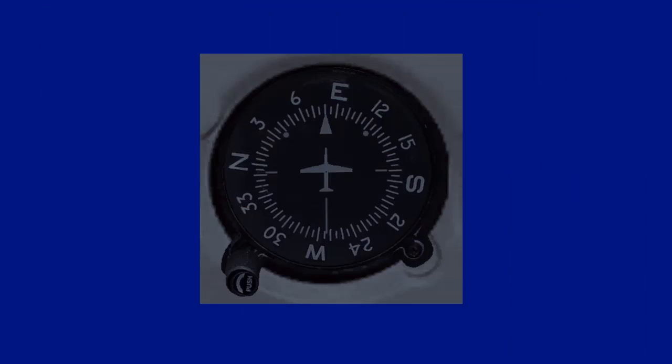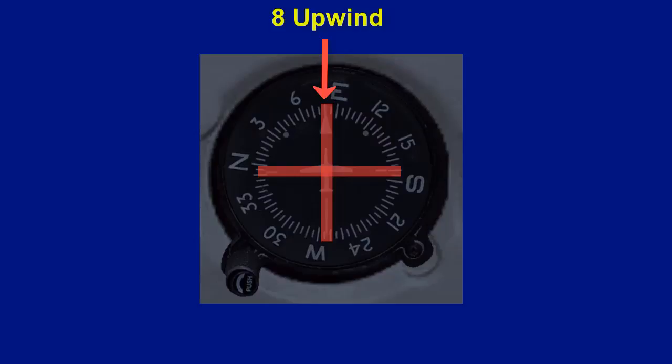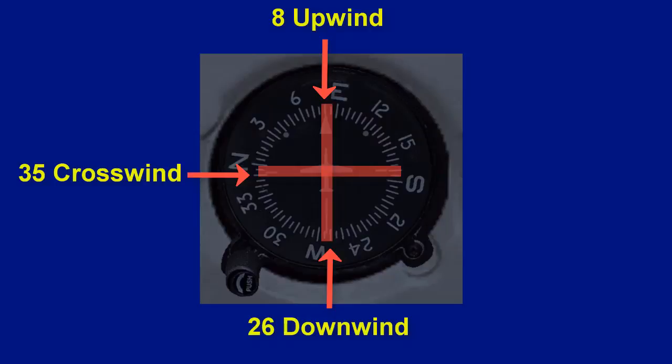When you look at your heading indicator, note there are two ways to track your turns. One is to note the 4 headings you will turn to, although this is a little hard to remember. In our case, with the left pattern, you will start with 8 on the upwind. Remember, 8 on the heading indicator matches up with the runway number you are facing, which is 8 left. Then we'll turn to 35 on crosswind, 26 on downwind, 17 on base, and then back to 8 on final.